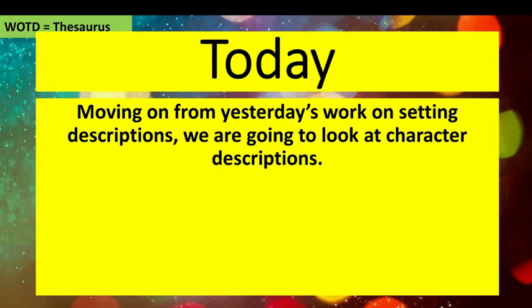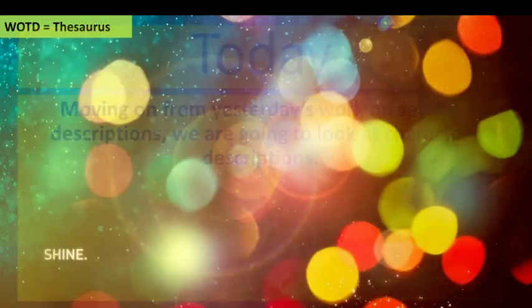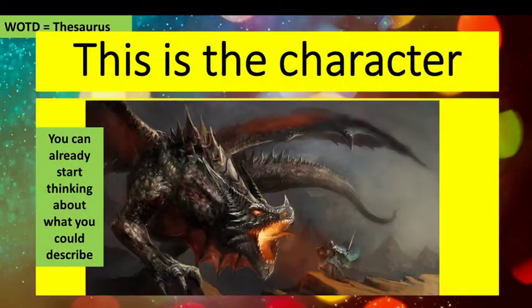Right, so today we're going to be moving on from yesterday's work, where we worked on setting descriptions, looking at a winter castle and coming up with our descriptions of it. Maybe some of you did the challenge of describing it during the spring or the summer and what the differences were between those two. Today we're going to be looking at character descriptions. This is the character that we are going to be describing today. So you can start looking at the picture and thinking about what you might want to describe.